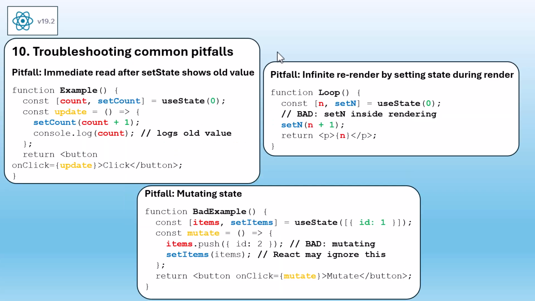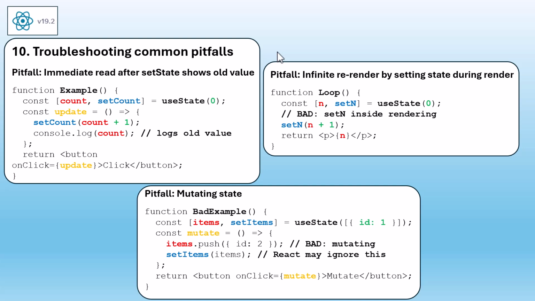10. Troubleshooting common pitfalls. There are several common pitfalls when working with useState. If you call the updater function and then immediately try to read the state in the same render, you'll still see the old value. The update takes effect in the next render, not immediately in your current code. If you mutate state in place, objects or arrays, and pass that back, React may detect no change and skip the render, so the UI seems not updated.